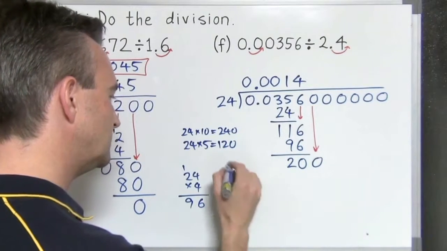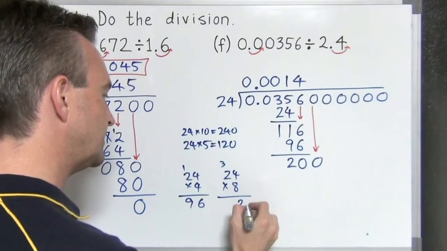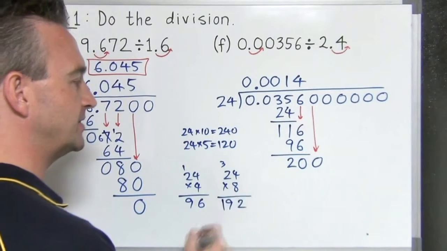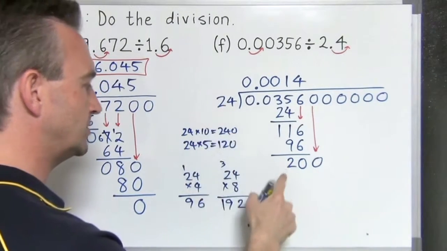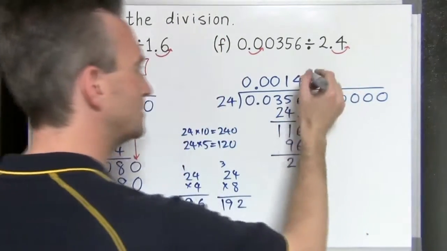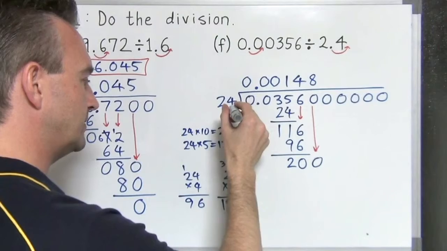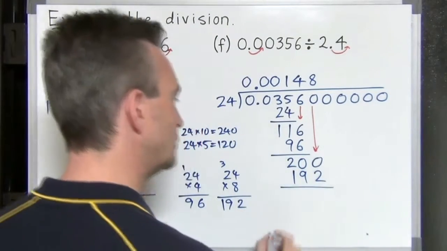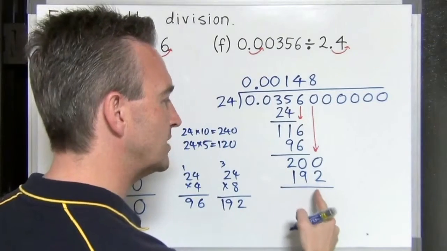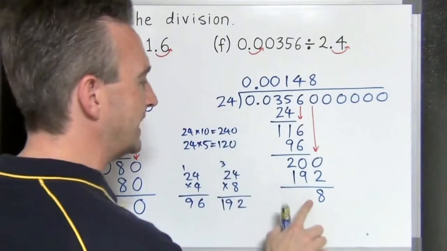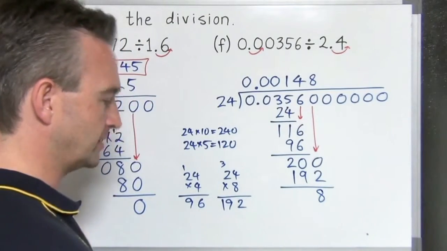4 8s are 32, carry the 3. 8 2s are 16, plus 3 is 19. 192, I think that's it. So 24 into 200 is going to go 8 times. Multiply back, 8 times 24 is 192. Subtract. 200 minus 192 is just 8. 24 into 8 does not go, as it should not.